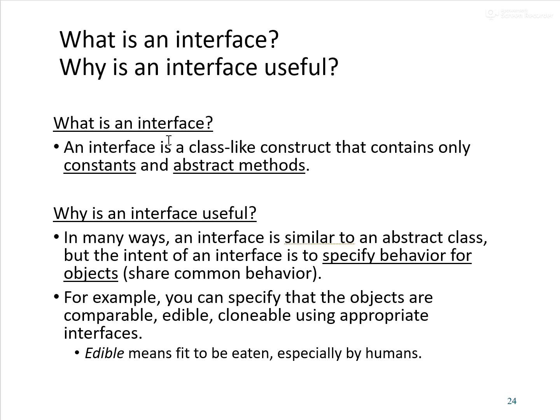Now, about the first two, what is an interface? An interface is a class-like construct. It's a lot like a class that contains only constants and abstract methods. So in a way, it's very similar to abstract classes, which we've already used. But for the moment, think of an interface as a special type of abstract class, one that contains only abstract methods. All of its methods are abstract, and its member variables have to be constants.